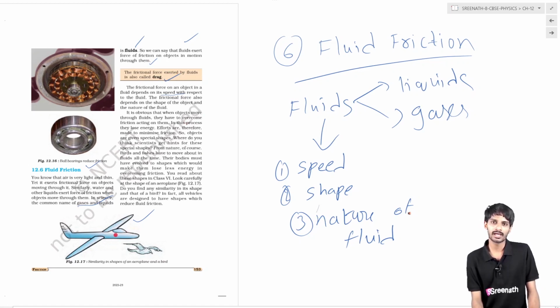Aeroplanes are designed with a shape so that the friction is less. They are designed by observing nature, by observing the birds.